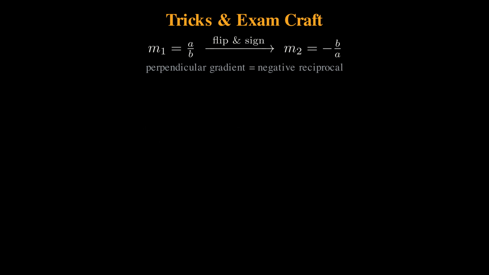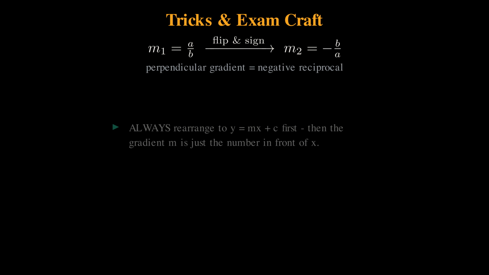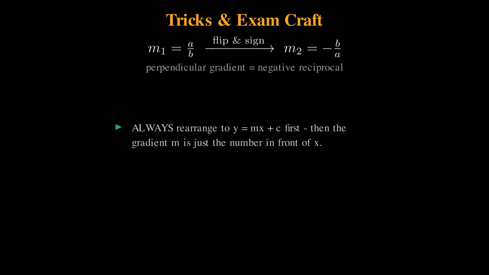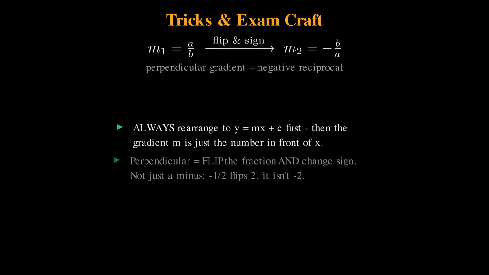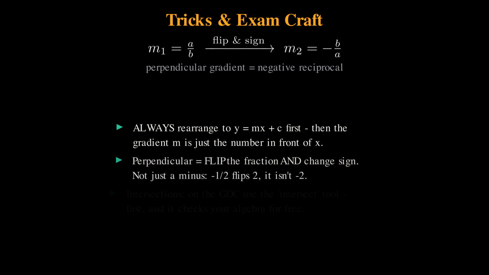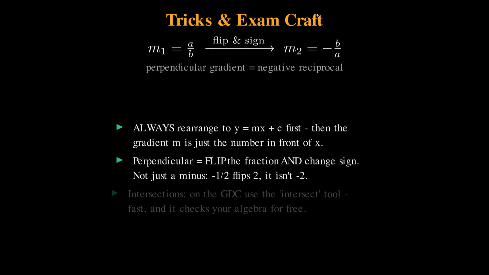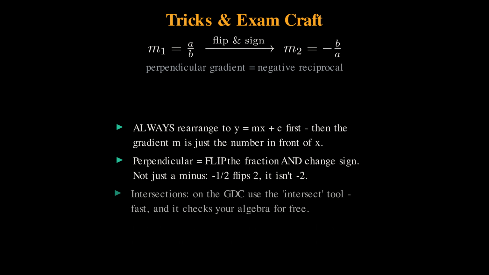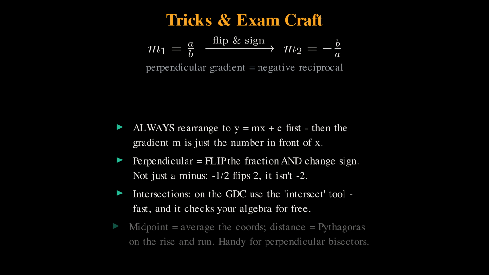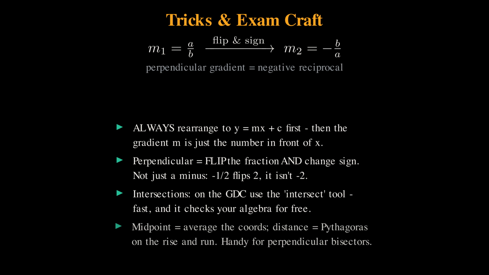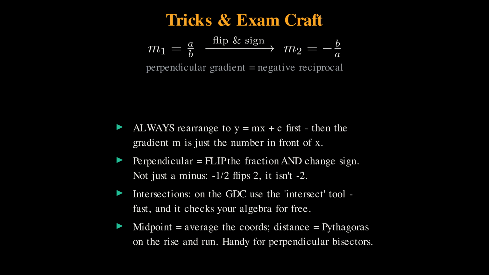4 rules to bank. 1. Always rearrange to y equals mx plus c to read the gradient off. 2. Perpendicular means flip the fraction and change the sign. A reciprocal, not just a minus. 3. For the crossing point of two lines, your calculator's intersect tool is fast and checks your working. And 4. The midpoint is just the average of the coordinates, and distance is Pythagoras on the rise and run. Both turn up in perpendicular bisector questions.